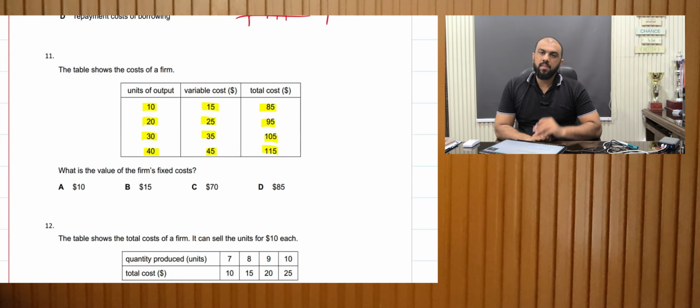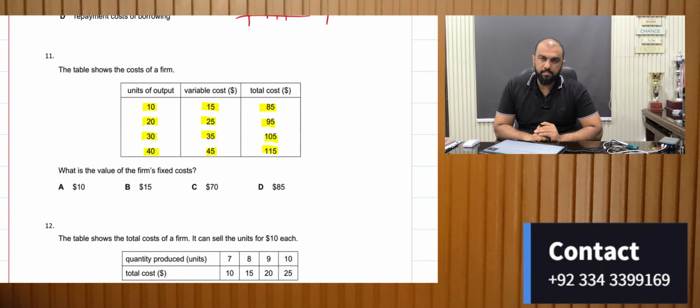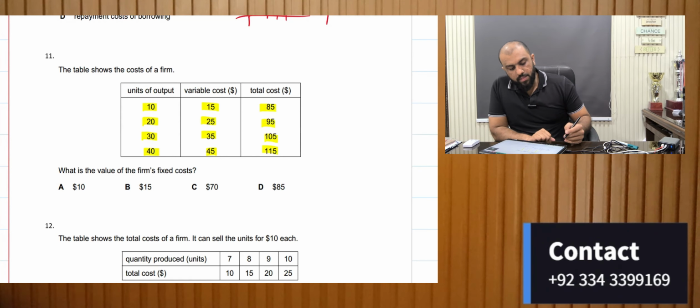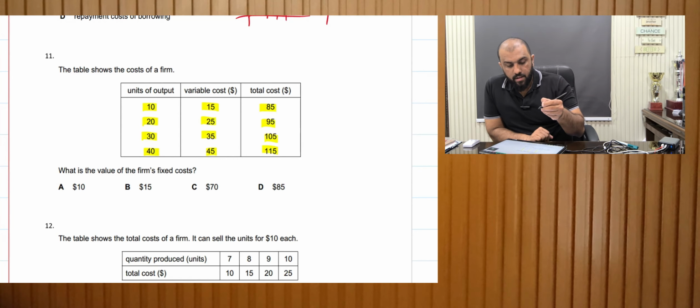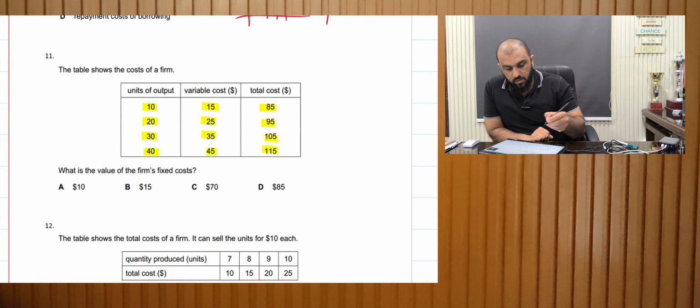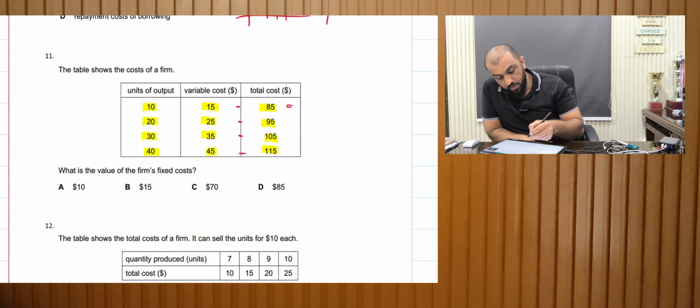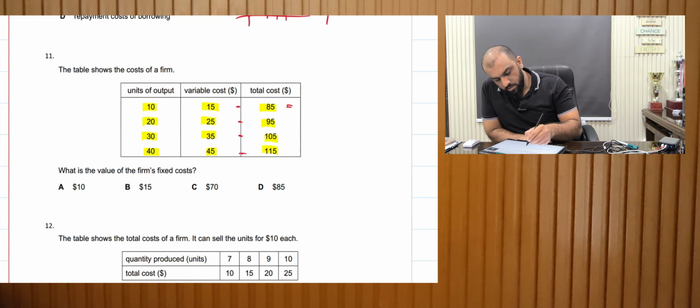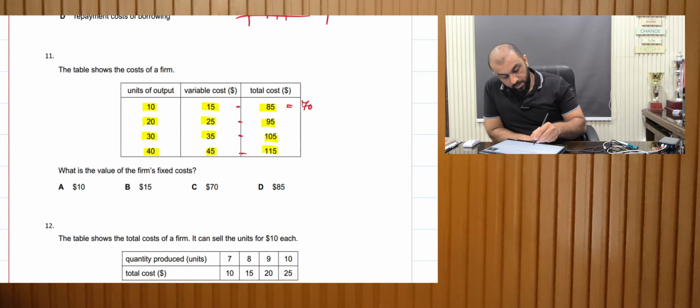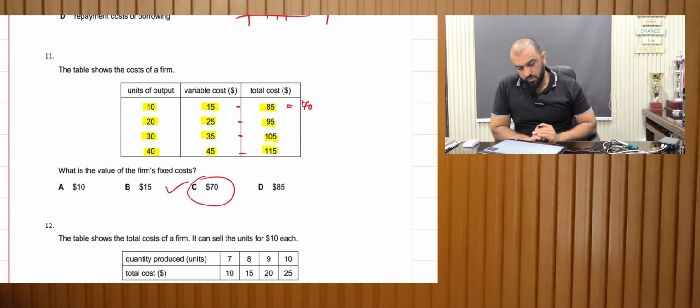Now, in the other MCQ, I was about to explain another method, but I did not because there was another MCQ on it, right? Now let's look at that. In order to find the fixed costs, we just need to subtract them at any point. You can subtract them at any point and you'll get your fixed costs. So 85 minus 15, that gives me 70, right? So 70 is my fixed cost.